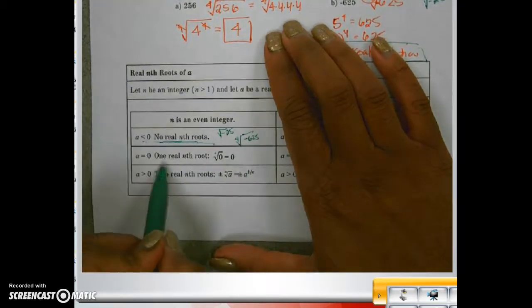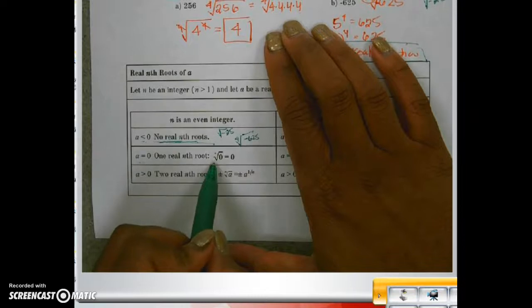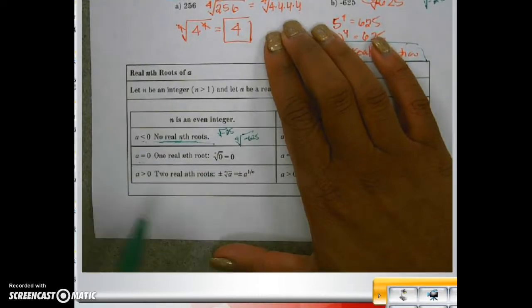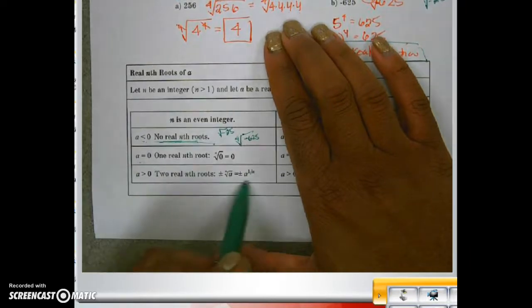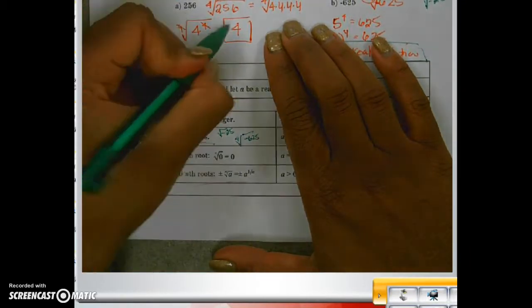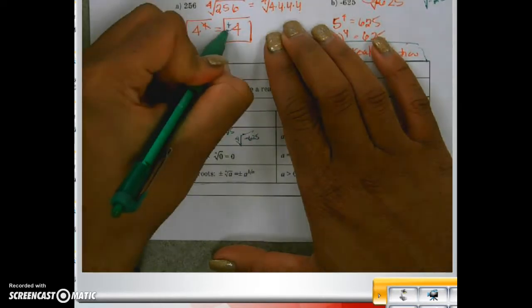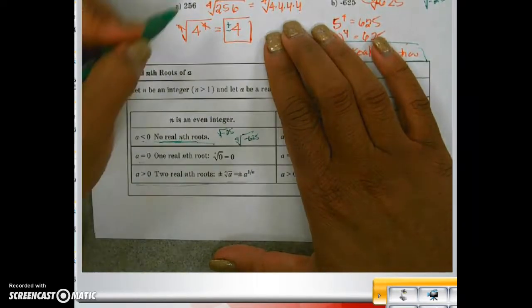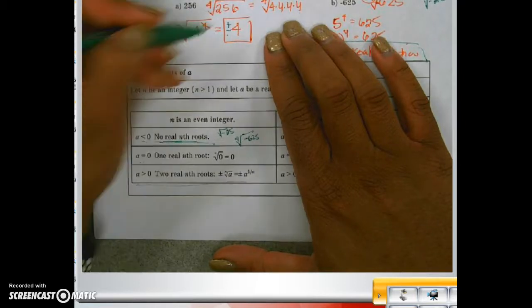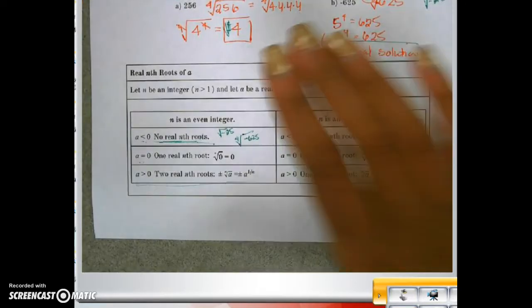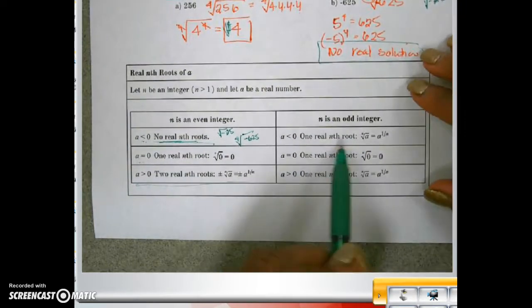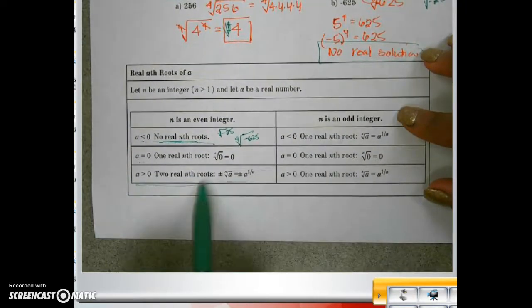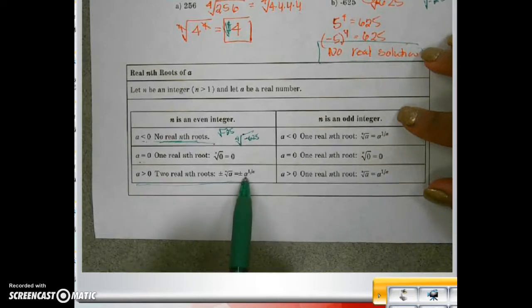If a equals 0, well, what's the square root, fourth root, sixth root of 0? Always going to be 0. And then if a is greater than 0, you have possibly two real nth roots, the positive and negative. So what does that mean? Well, if this is true, then that means we can have a positive 4, but you can also have a negative 4. But we don't usually write that unless it has a plus and minus right outside of it. So we're not going to do that. Only if this has a positive and negative outside already, that's when we carry it over.